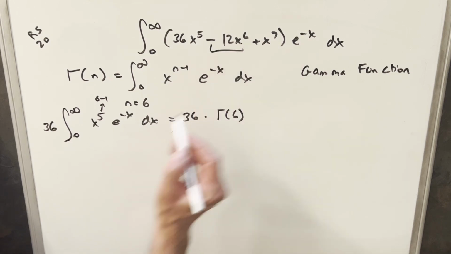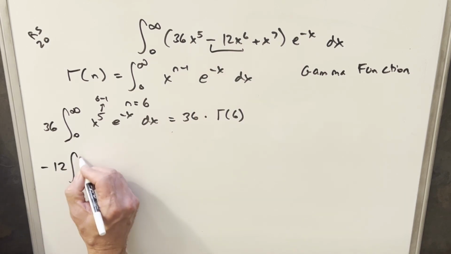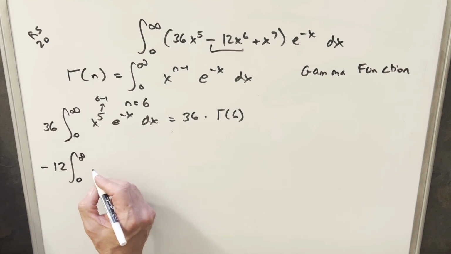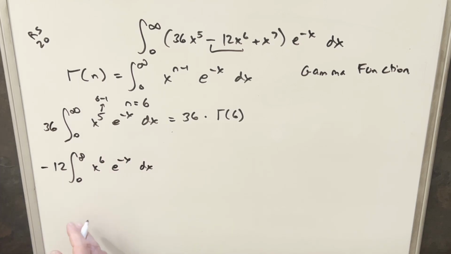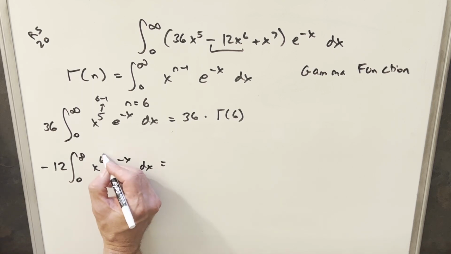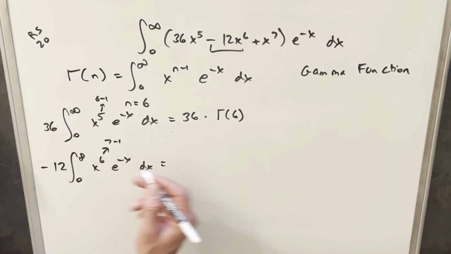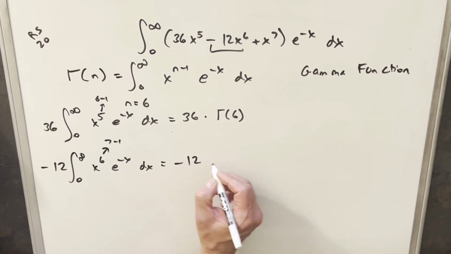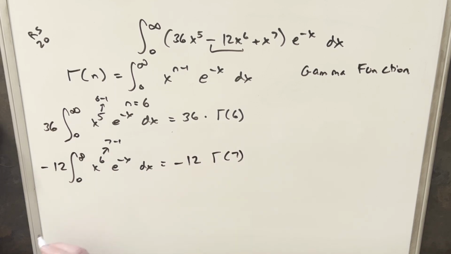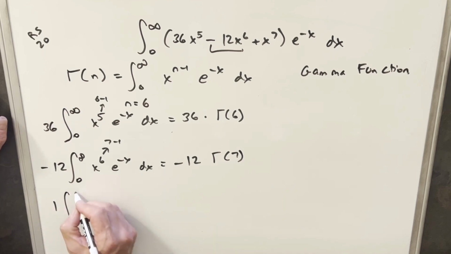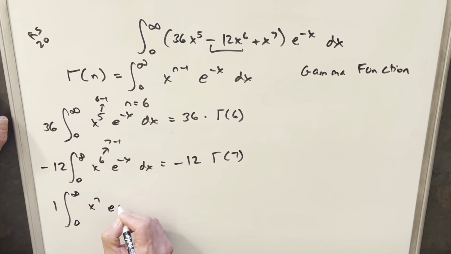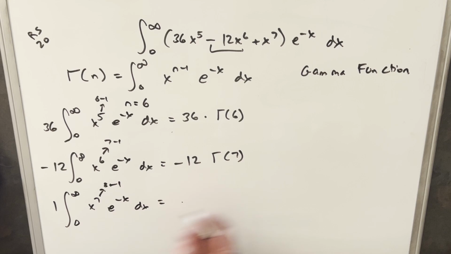Okay, next we'll deal with this middle piece, and I'll take my minus 12 up front, and again we're going from 0 to infinity. We're going to have just x to the 6th, e to the minus x dx. Again, we'll write this as 7 minus 1 so that our n is 7, and this is going to give us minus 12 gamma of 7. For this last one, we've got nothing to factor out in front, it's just going to be a 1. So we're integrating from 0 to infinity, x to the 7th, e to the minus x, and writing this as 8 minus 1, this integral is just going to be 1 times gamma of 8.